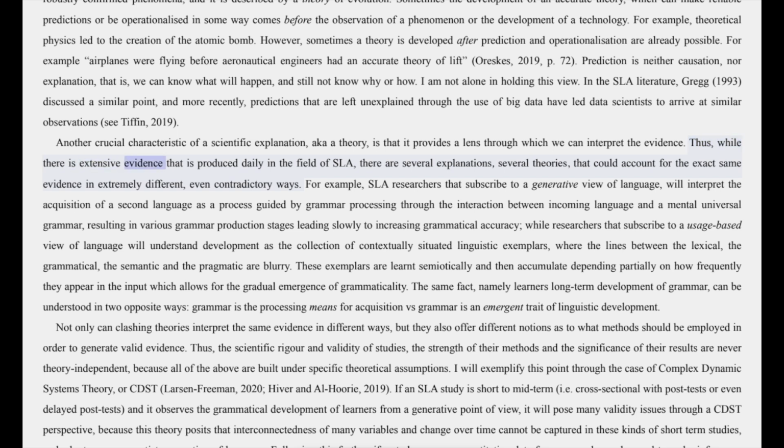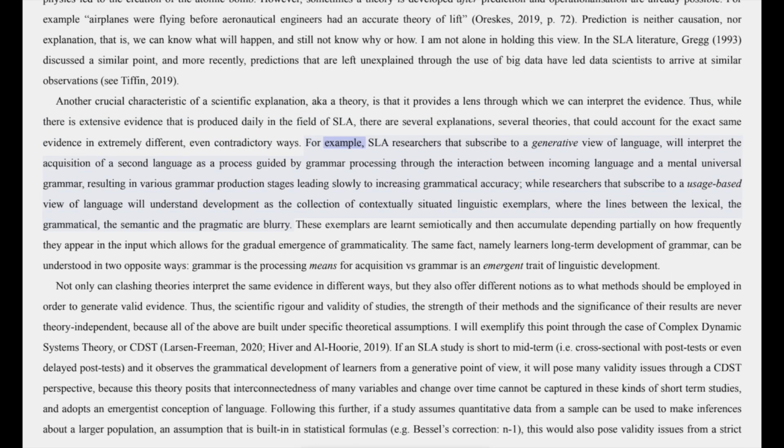Thus, while there is extensive evidence that is produced daily in the field of SLA, there are several explanations, several theories, that could account for the exact same evidence in extremely different, even contradictory ways. For example, SLA researchers that subscribe to a generative view of language will interpret the acquisition of a second language as a process guided by grammar processing through the interaction between incoming language and a mental universal grammar, resulting in various grammar production stages leading slowly to increasing grammatical accuracy, while researchers that subscribe to a usage-based view of language will understand development as the collection of contextually situated linguistic exemplars, where the lines between the lexical, the grammatical, the semantic and the pragmatic are blurry.